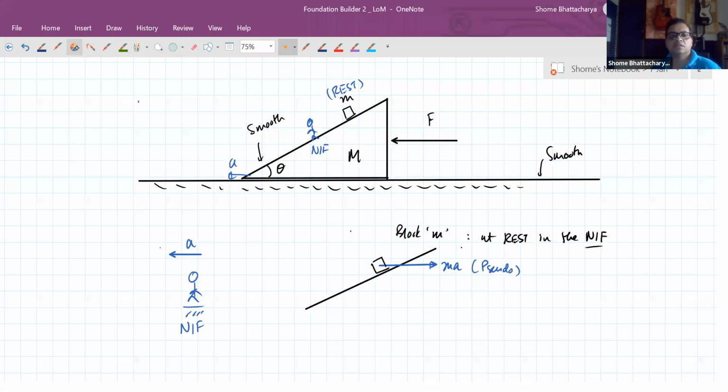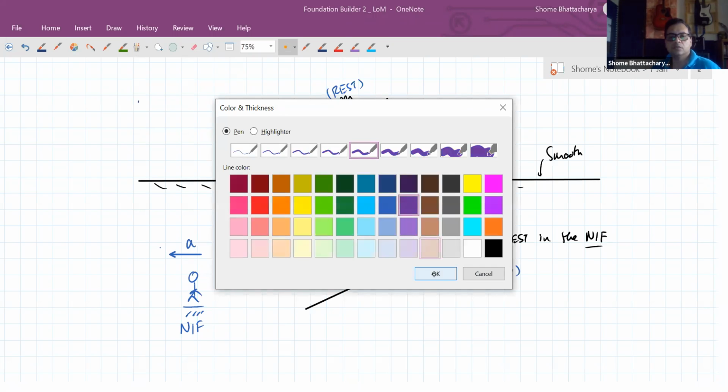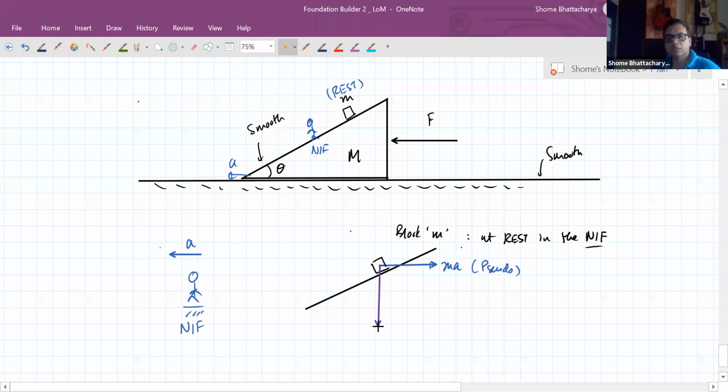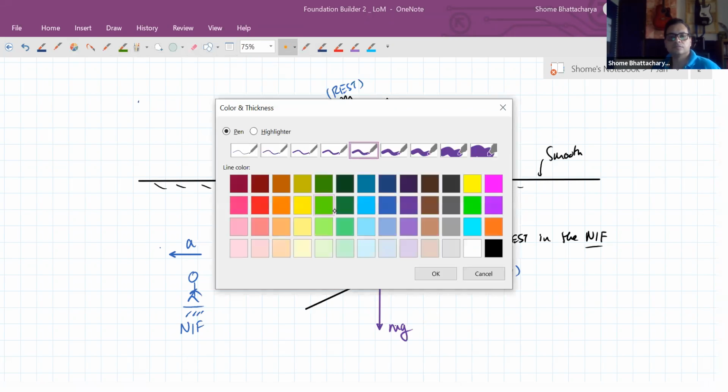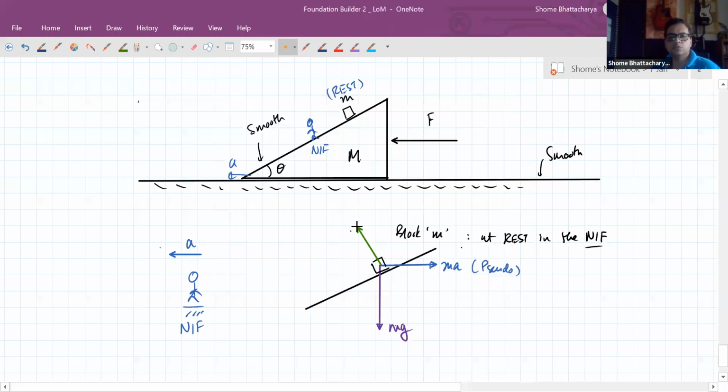And the rest are, as you know, the regular real forces: the weight, which the earth applies downwards on the body, and the normal reaction that this surface applies. Because it's a smooth surface after all, there's no friction. Friction we will come to in the next chapter, after we complete this Newton's laws part.